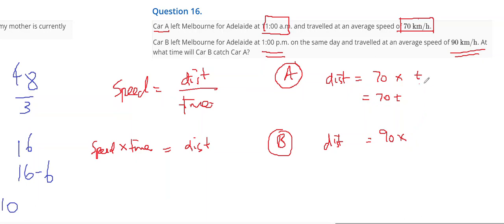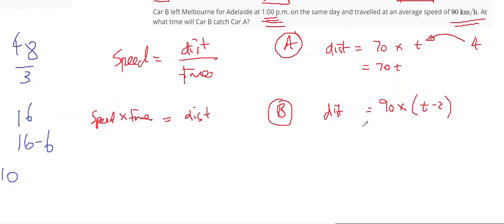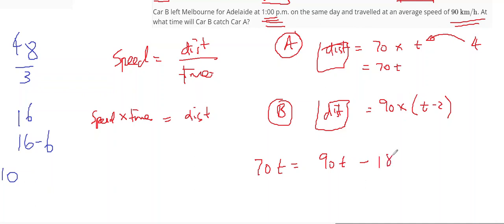Now t is the number of hours that car A travels, and car B leaves 2 hours later, so that's going to be t minus 2. For instance, if car A is travelling for 4 hours, car B will be travelling for 2 hours, 4 minus 2, because it left 2 hours later. And since I'm wanting to know the time that they both travelled the same distance, then these 2 distances equal each other, and I have 70t equals 90t minus 90 times 2, 180.